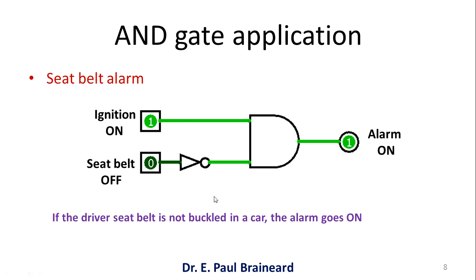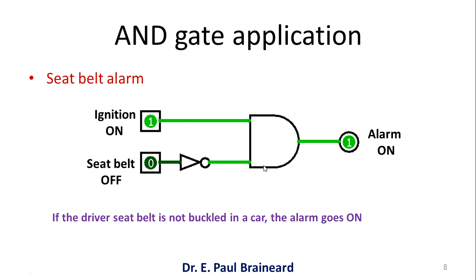Assume that when the car is started, which is represented by a logic high condition, and the seat belt is not put on, let us make it also a logic high condition. Eventually, it goes as a logic low input to the AND gate through an inverter. Then the car gives an alarm. The car gives a warning through the alarm.